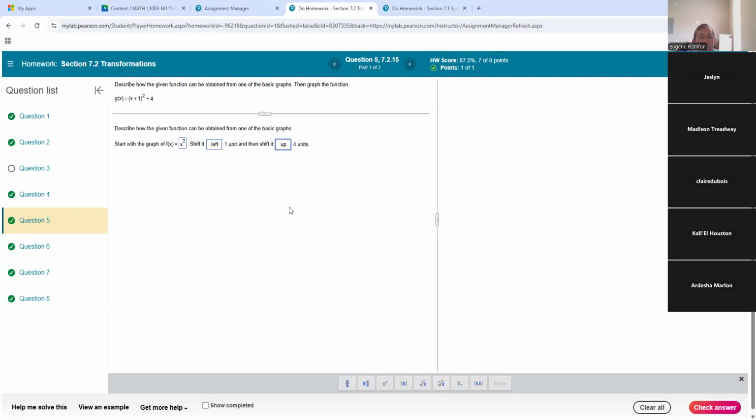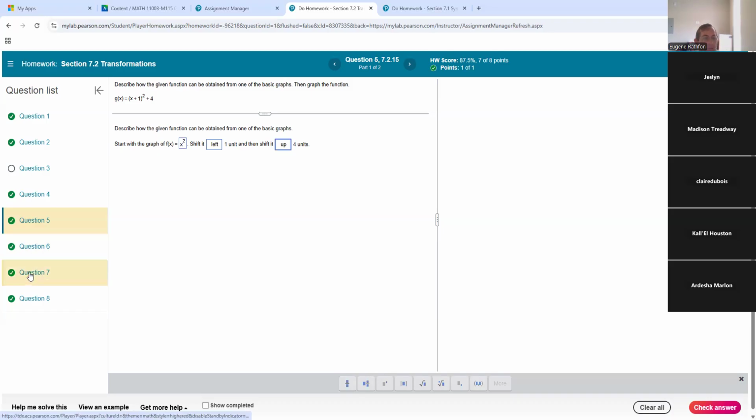Good job. Okay, so y'all got to get used to that. Inside parentheses, under radicals, left or right. Outside the parentheses, outside the radicals, up or down, okay?